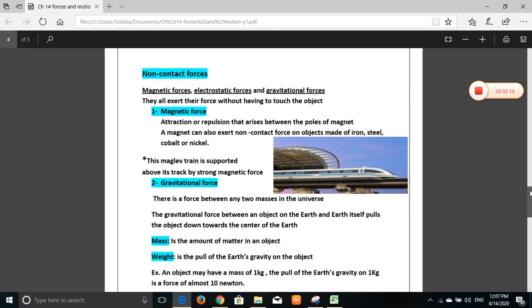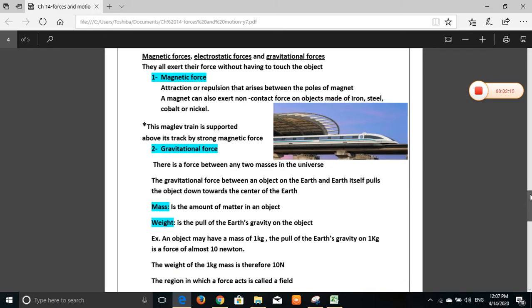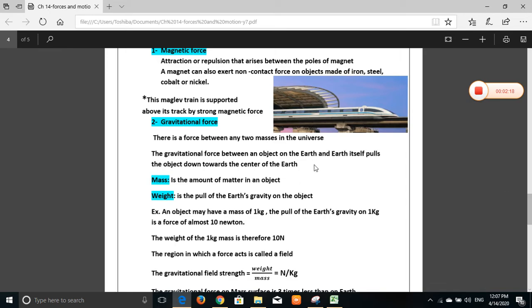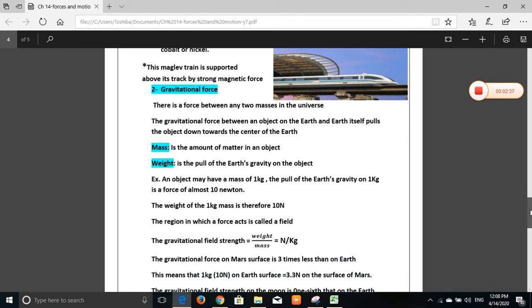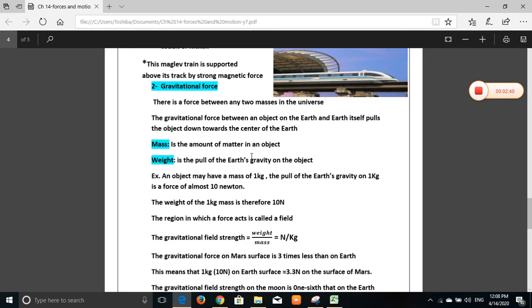Number 2, from non-contact forces: gravitational force. There is a force between any two masses in the universe. The gravitational force between an object on the Earth and the Earth itself pulls the object down toward the center of the Earth. We mentioned before, and repeat again: mass is the amount of matter in an object, but weight is the pull of Earth's gravity on the object. The mass, we mentioned, is constant, never changed by place.